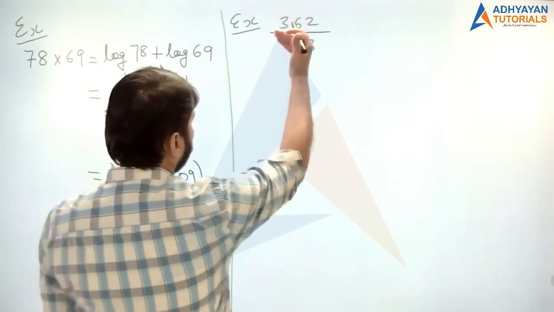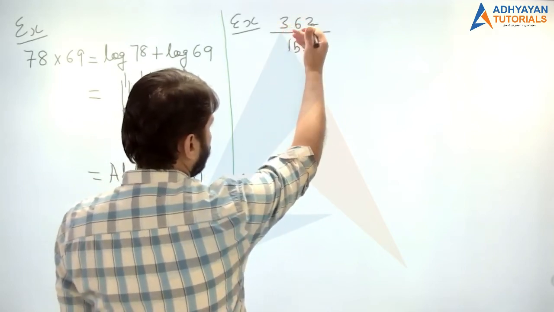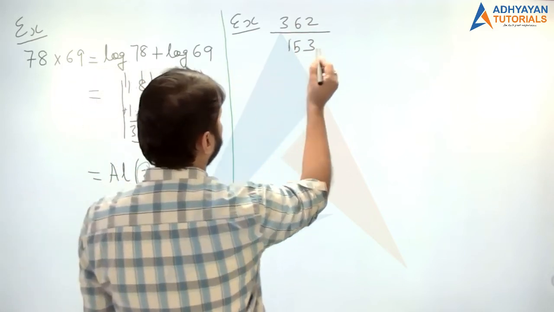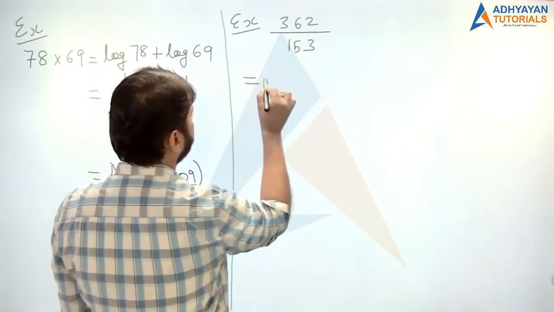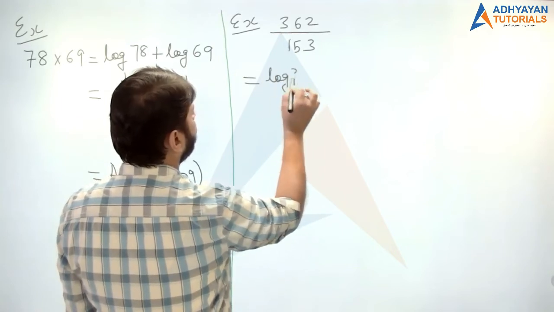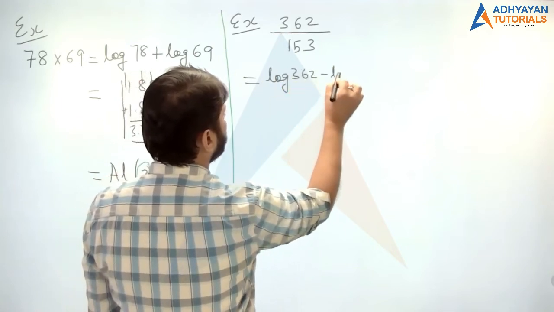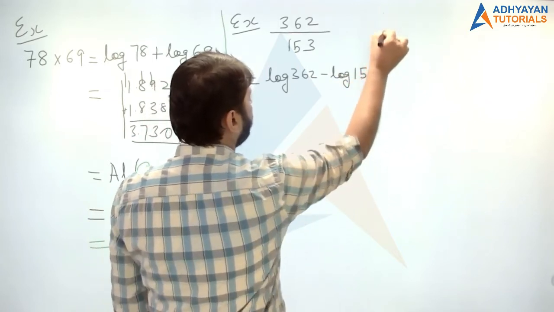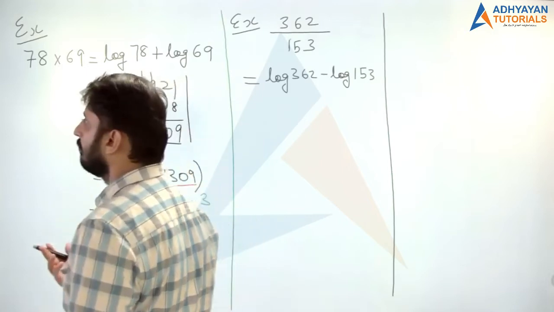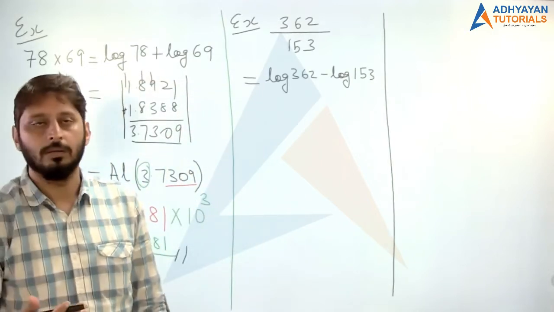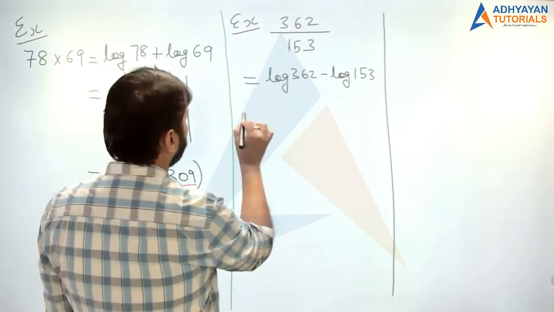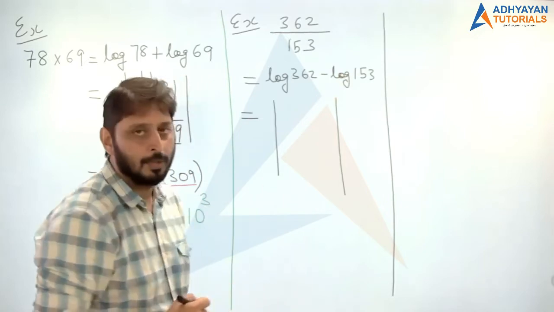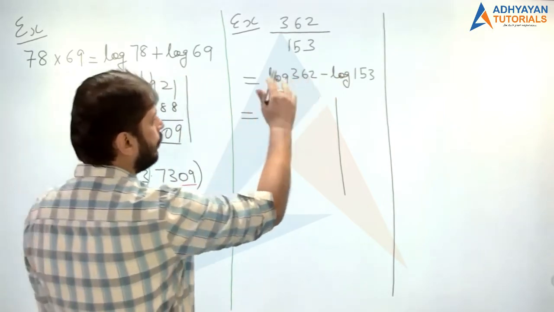I know that log of a upon b is log a minus log b, right? So this is equal to log of 362 minus log of 153. I hope I'm clear about the numbers. Minus a minus b. Log of 362, 3 digits.